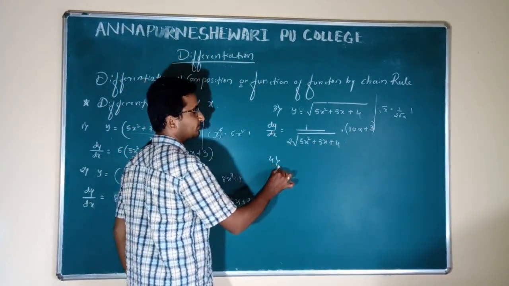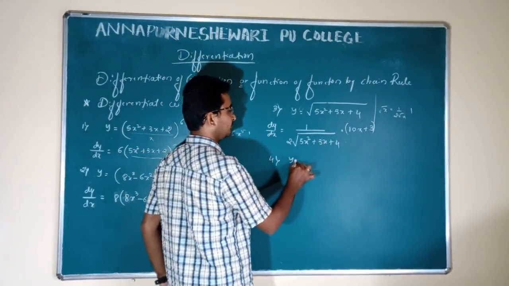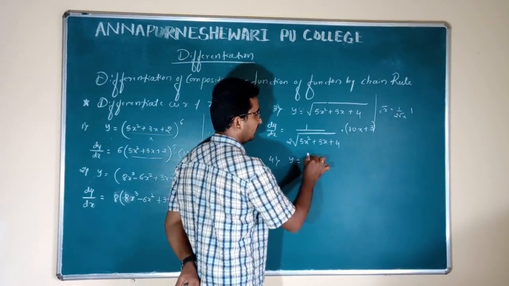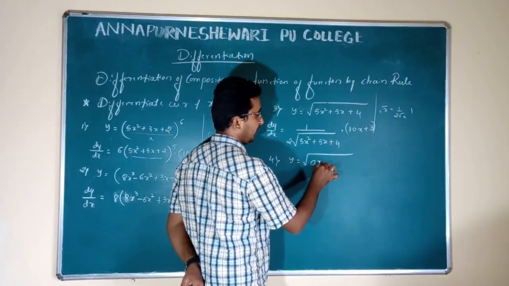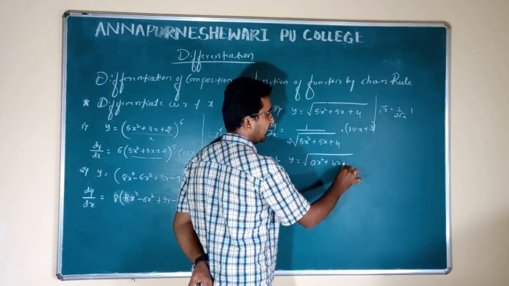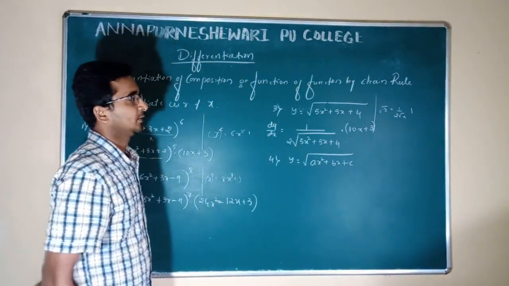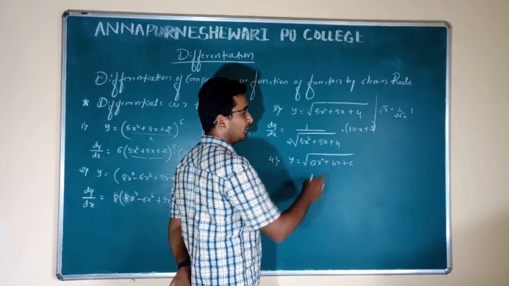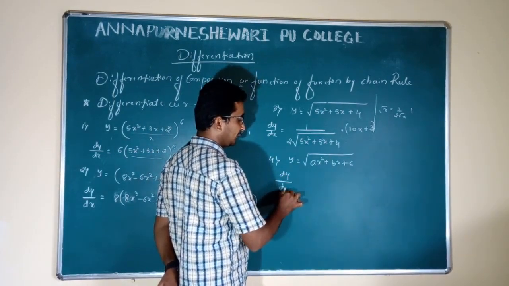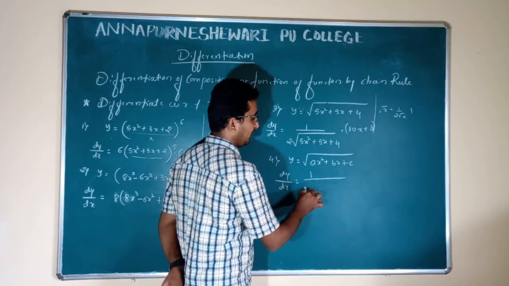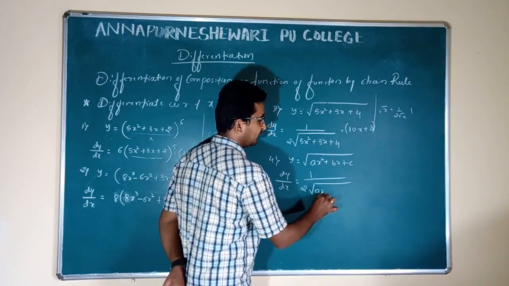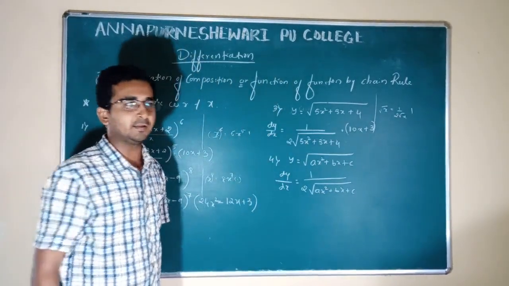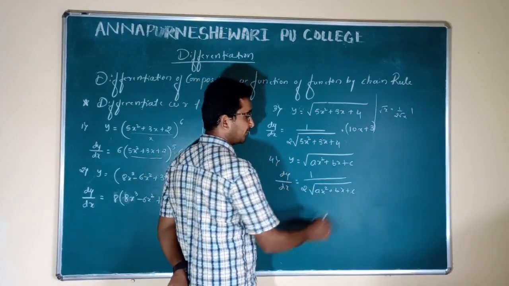That is the fourth one. If y equal to, then again the root of ax square plus bx plus c. Again I have to apply this one. I have to consider this one as the root of x. Then dy by dx is, root of x differentiation is 1 divided by 2 root of x, meaning ax square plus bx plus c. Got it? The differentiation of ax square plus bx plus c.